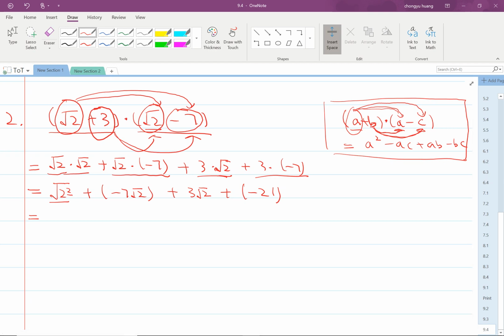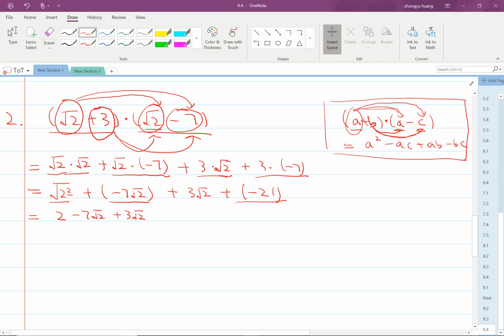So we can actually simplify this into 2, and we have negative 7 square root of 2. So you just write it down. Okay, we have negative 7 square root of 2, because this one is already in the simplest form, so we don't have to do anything. And you write down 3 square root of 2.